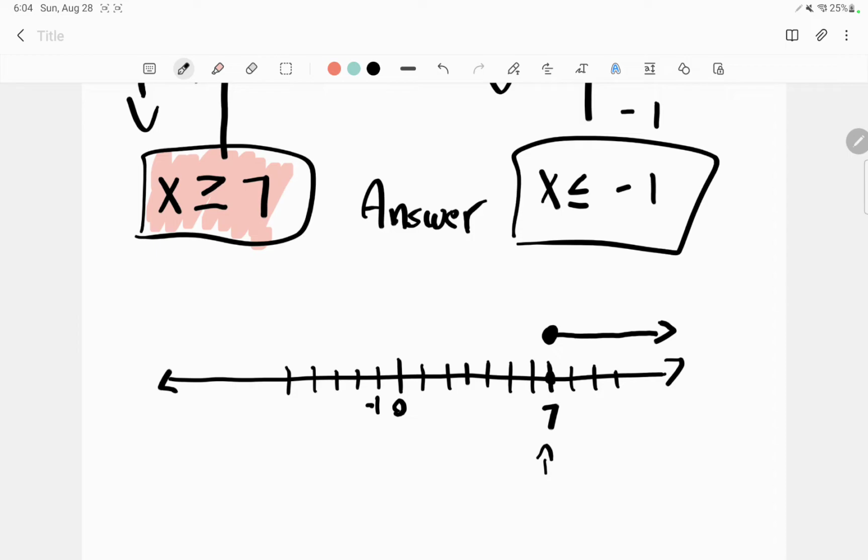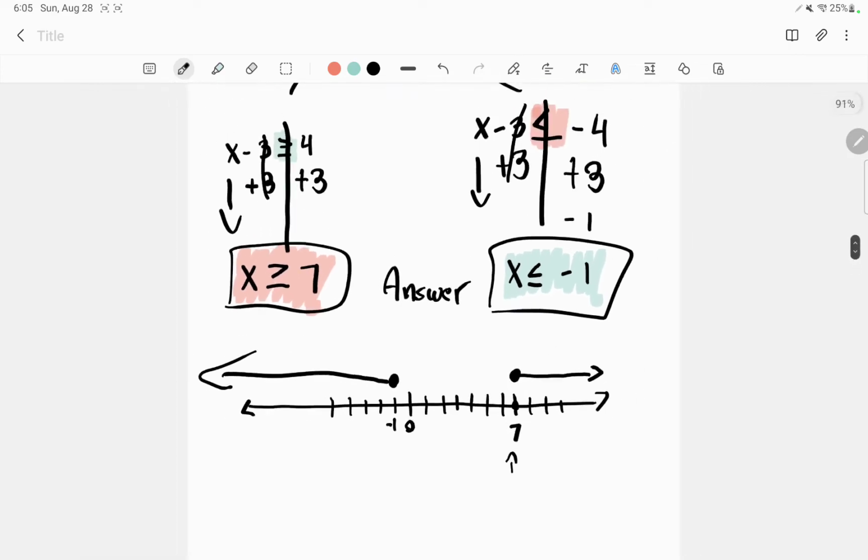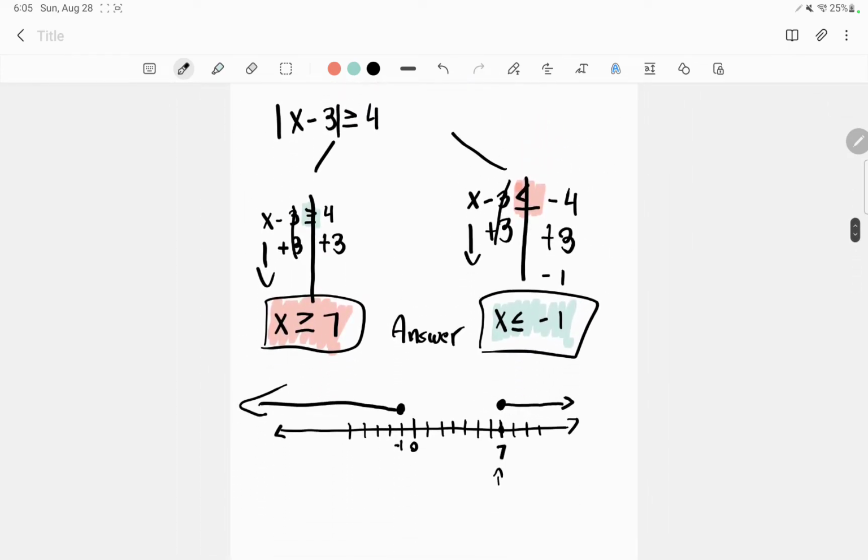Now I'm gonna have to look at my second answer over here, and represent it on the number line. So I'm gonna go to -1, and it says x is what? Less than or equal to. So that's why I did a closed circle. Now we're gonna go to less than. So that's my answer. If they ask me to put it on a number line, that's exactly how it's gonna look. And that's it. That's all you need to do for your, I can't even talk, absolute value inequalities.